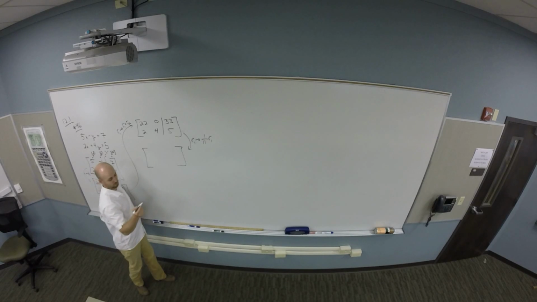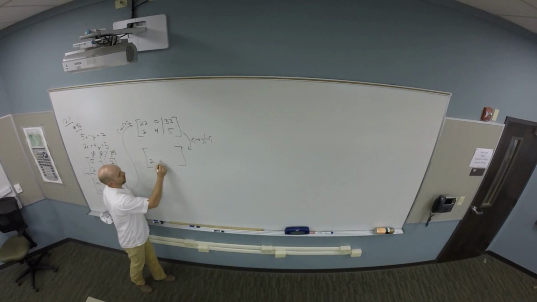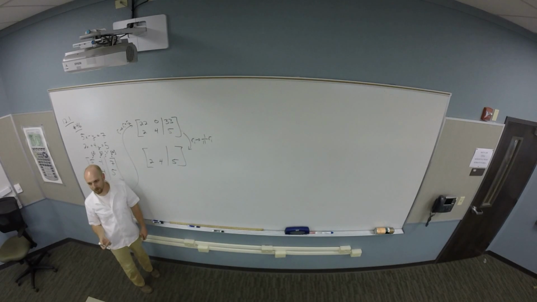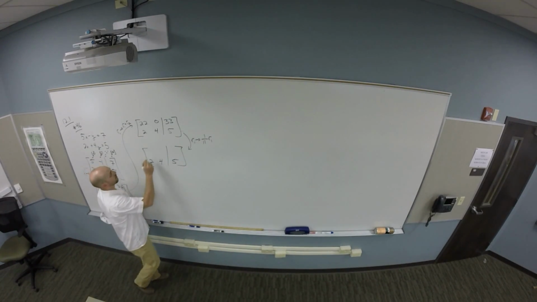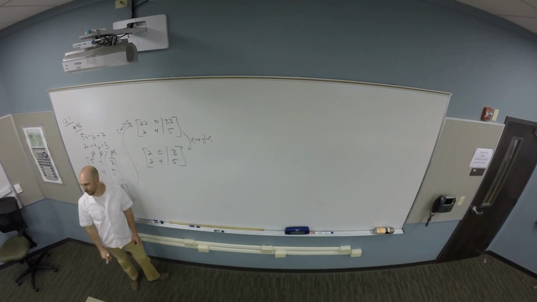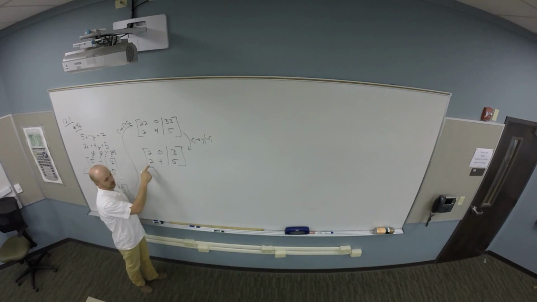It's going to be 2, 4, 5. I didn't say I was going to change it, so I'm not. What do I have in the top row? So 2, 0, 3 in the top row. All right, now what? Oh yeah, now I could subtract the top row from the bottom row, right?